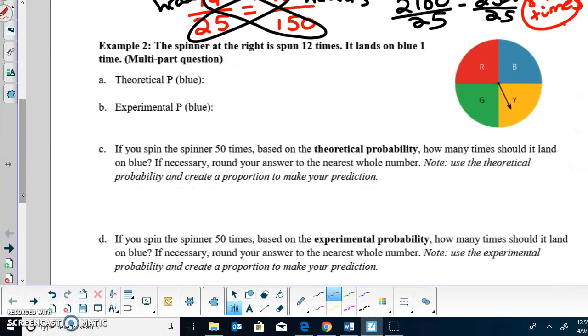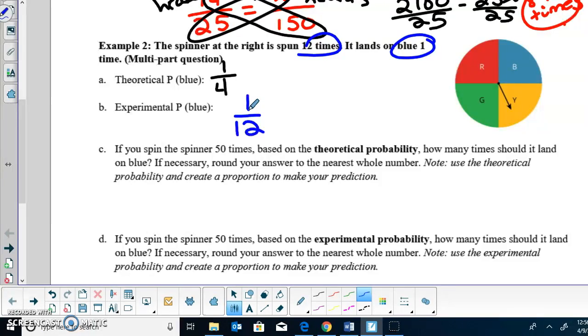The spinner at the right is spun 12 times and lands on blue 1 time. First, I have to find the theoretical probability. So that's just what should happen. I'm going to look at my spinner. I'm not even paying attention to my data. So on my spinner, I have a total of 4 sections or 4 possible outcomes, and only 1 section is blue. So that's why my theoretical probability is 1 out of 4. Now for my experimental probability, that's where I get to look at the data. I spun it a total of 12 times. My total is in the denominator, and it only landed on blue 1 time. So my experimental probability is 1 out of 12.